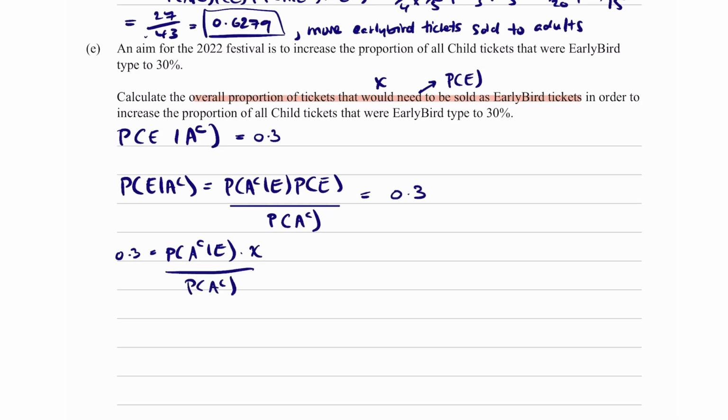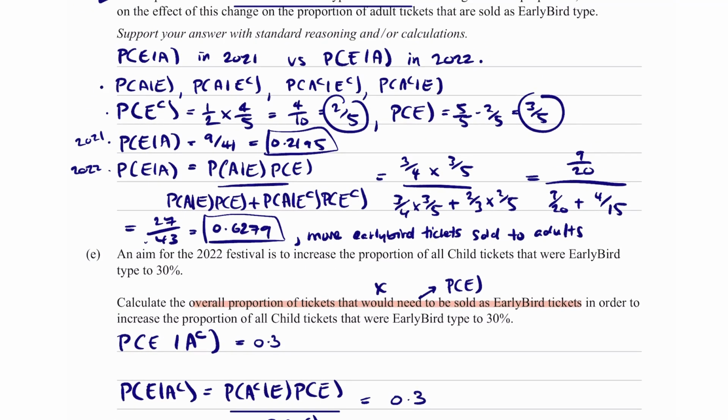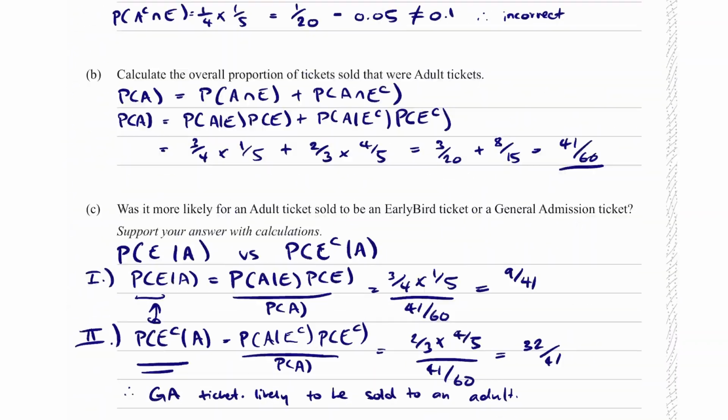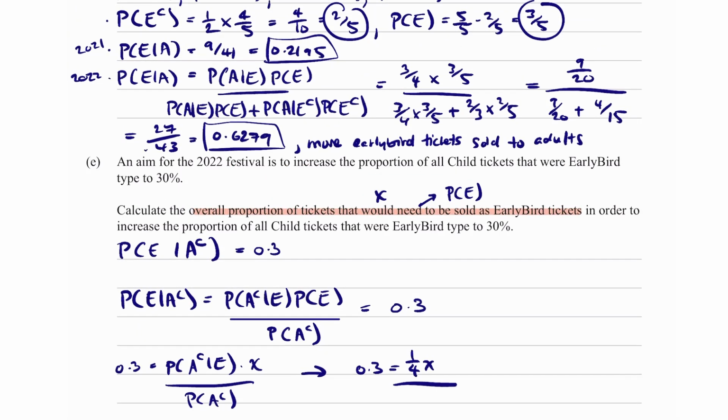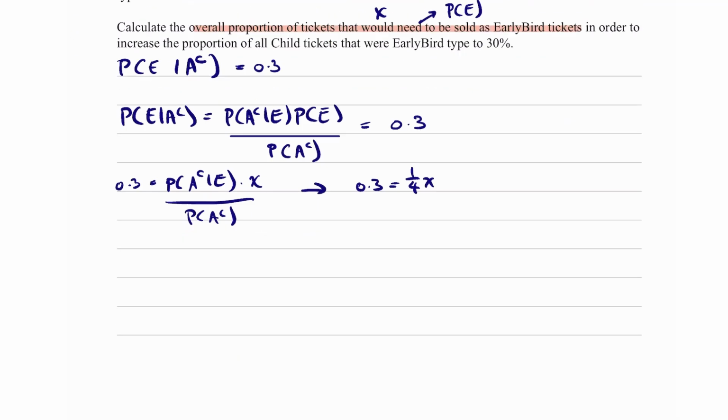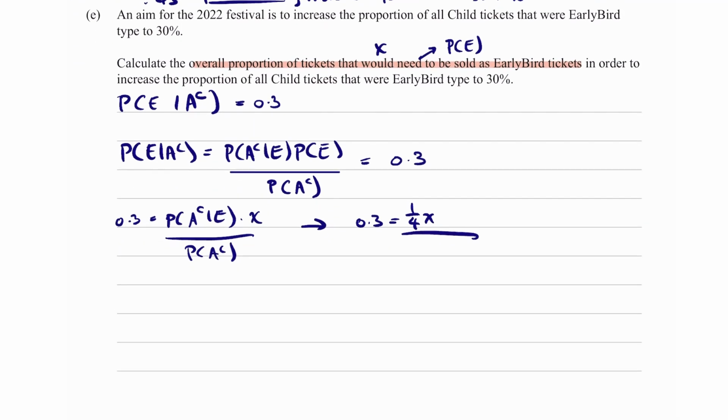Now, do we know these values? I think we would know AC given E, right? We know A given E is 3/4, so AC given E should be 1/4. So 0.3 is equal to 1/4 times X over the probability of AC. Now the probability of AC, we haven't calculated yet. We only know the new probability of A, so we had to use the partition theorem to do that. So let's use the partition theorem again to calculate the probability of AC, or you can find the complement of A, it's up to you, but let's get some experience in, right?